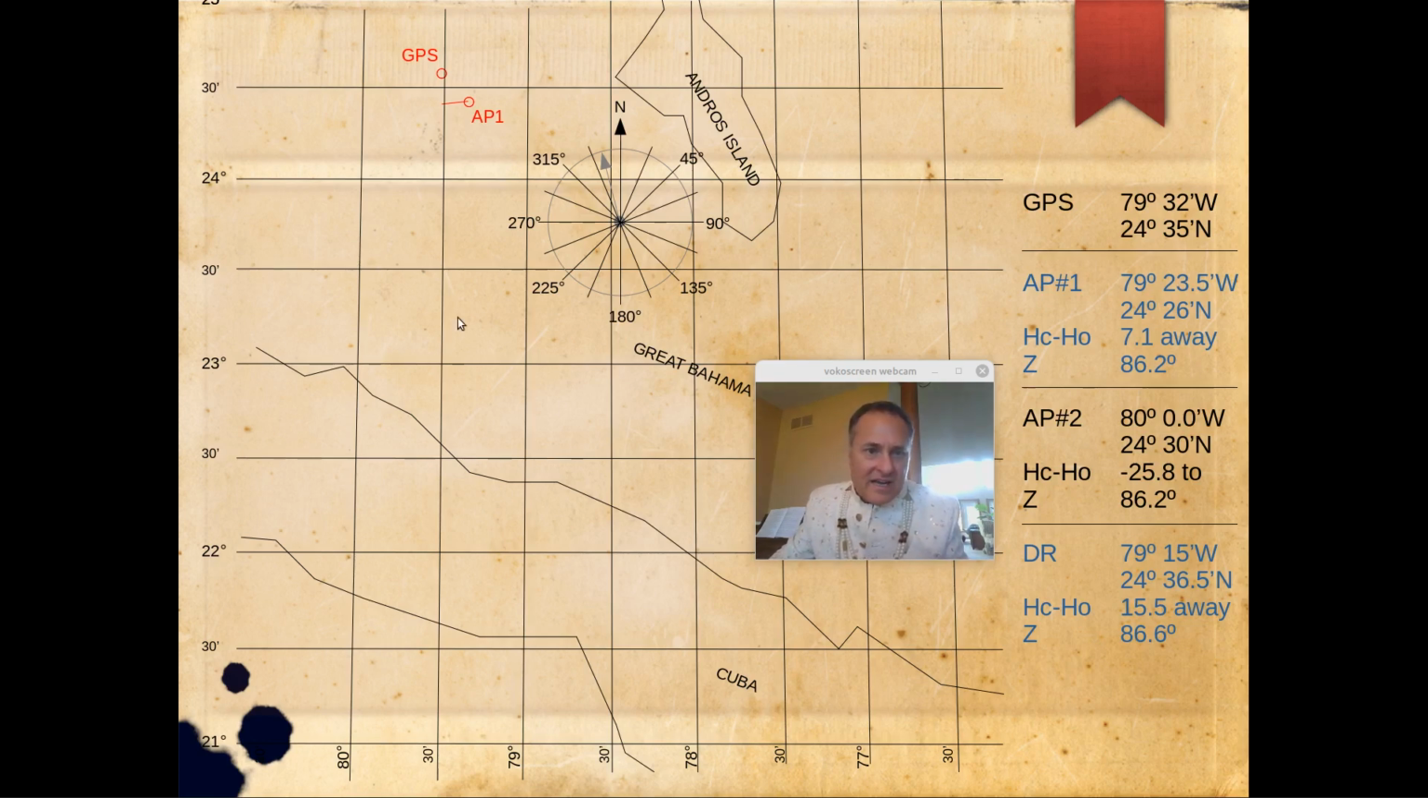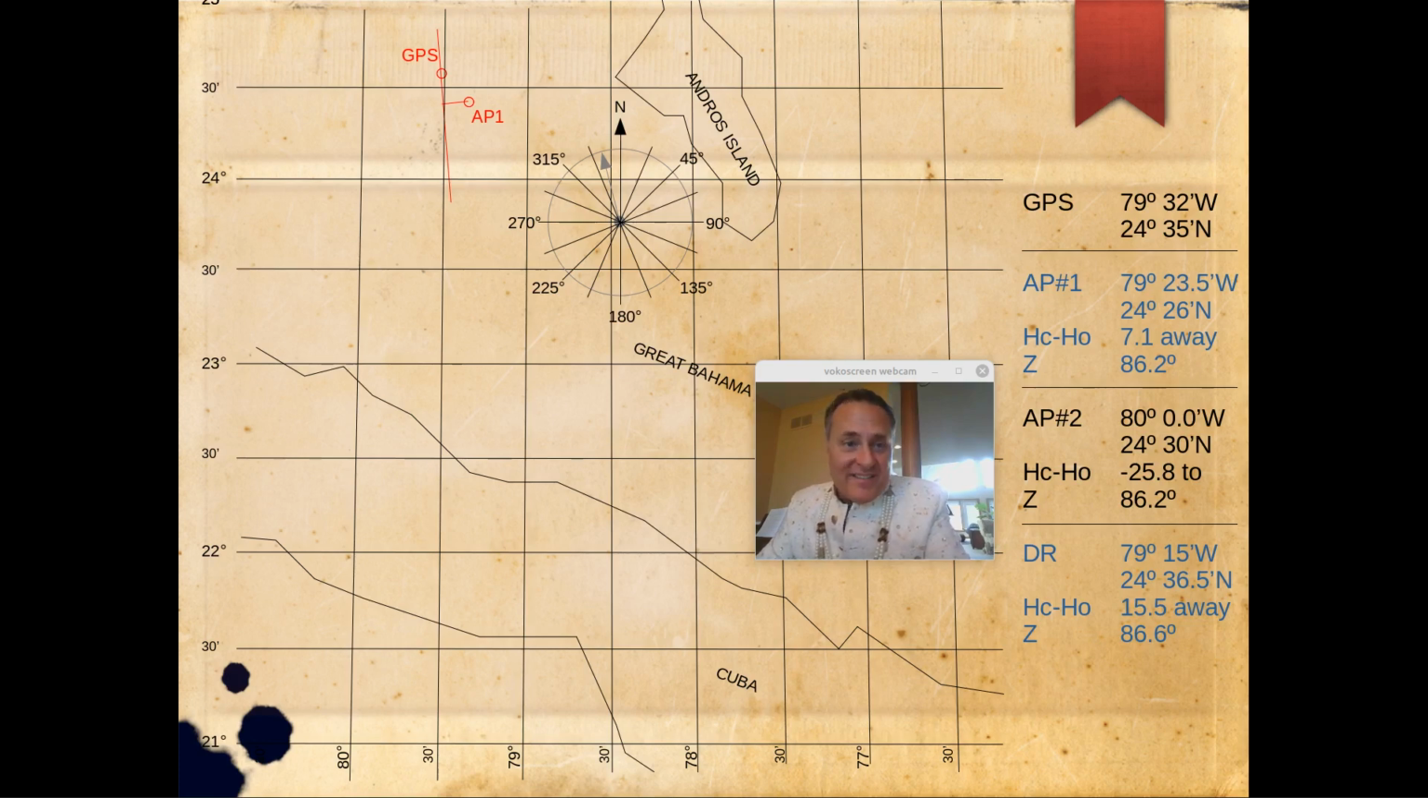So this line here from the assumed position at 86.2 degrees is 7.1 nautical miles long, and I strike, using a ruler, a perpendicular at that distance, and look, it goes right through our GPS position. We knew we had to be on that line.